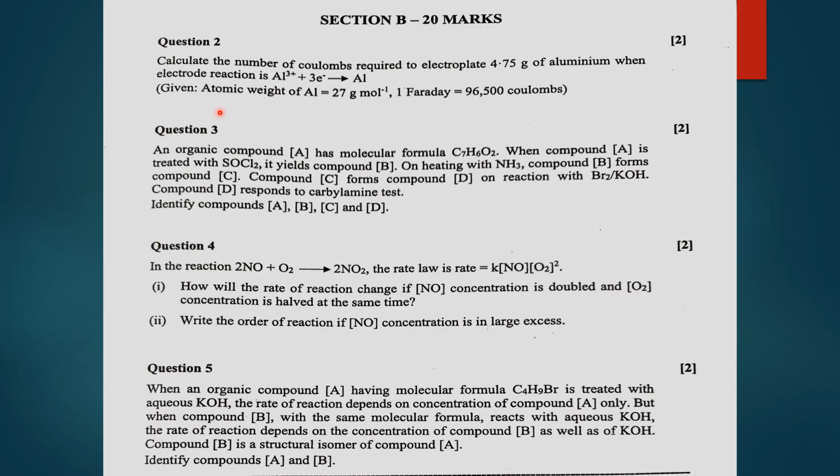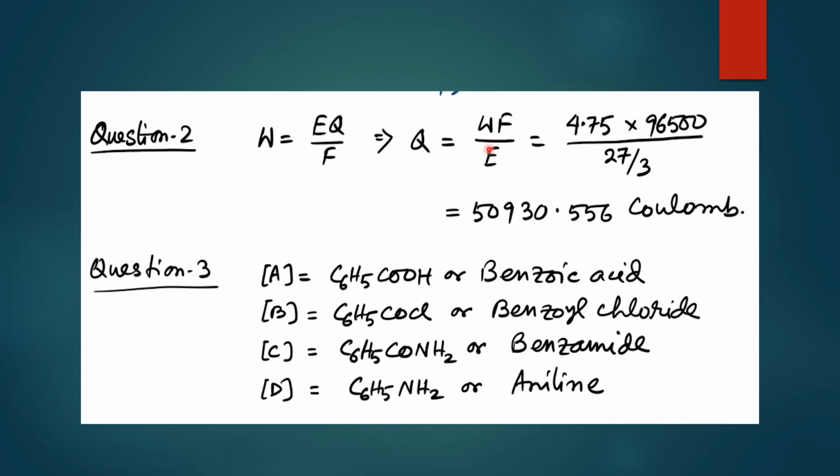Now here I have questions 2, 3, 4, 5. So let us see the answers. In question 2, you can directly put this formula. Actually we write it W = EIt by F, I in ampere, t in second. It is nothing but the charge in Coulomb. So the only thing that you have to be careful about is E, the equivalent weight.